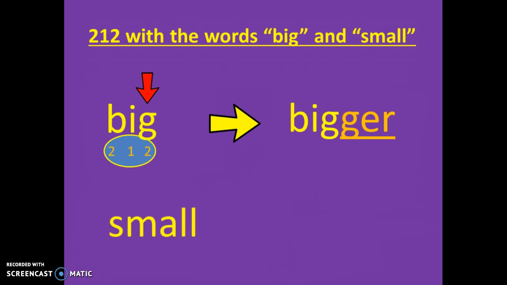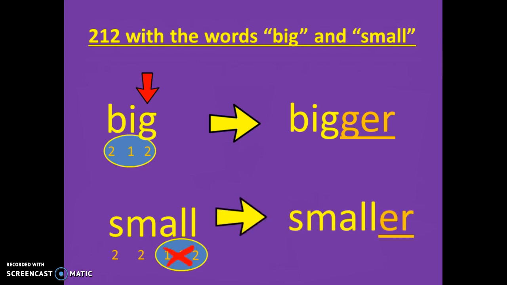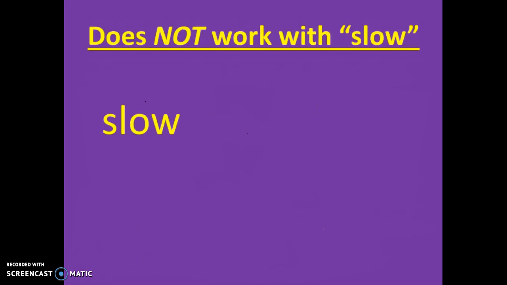Now let's look at the word small. We have S is 2, M is 2, A is 1, and LL will get 2 and 2. Our last 3 numbers are 1, 2, 2. So this is not 2-1-2. This does not get the rule. So we are just going to add ER. S-M-A-L-L-E-R. Good. So I want you to understand this is very important.